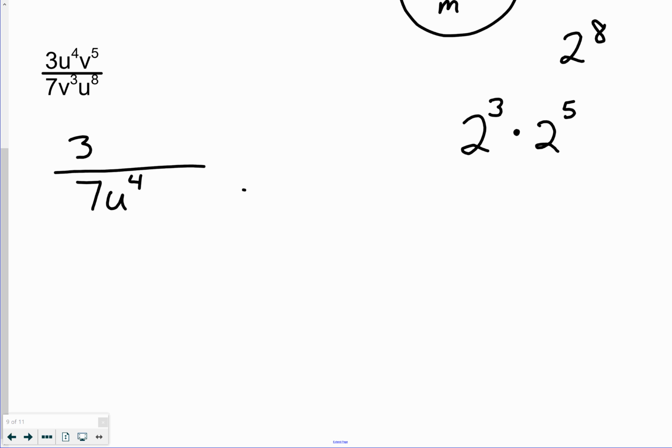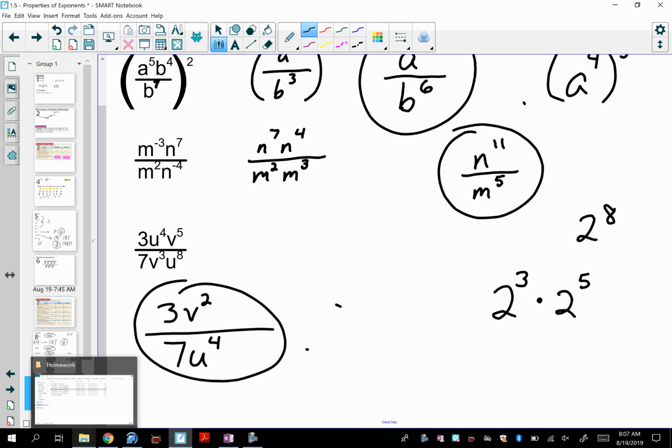I'm going to finish. How many v's in the top? How many in the bottom? 5 and 3, right? Which one has more? Top, by how many? 2. So we have v squared. Excellent. Very good. Good job.